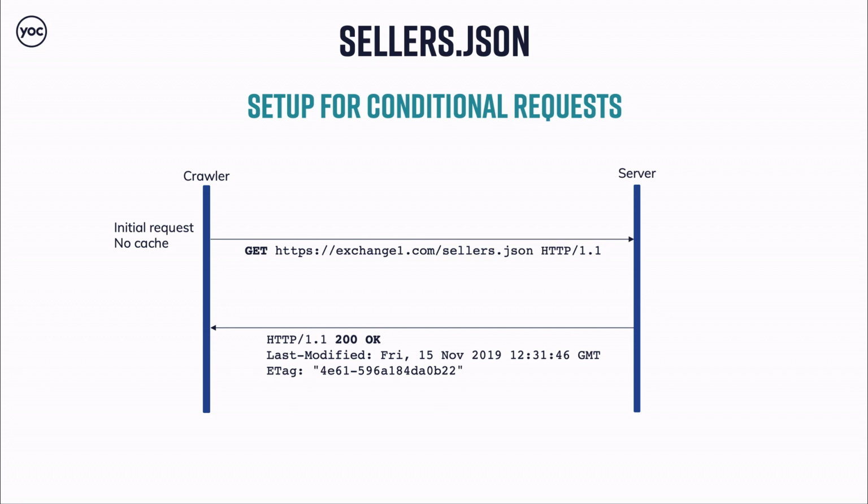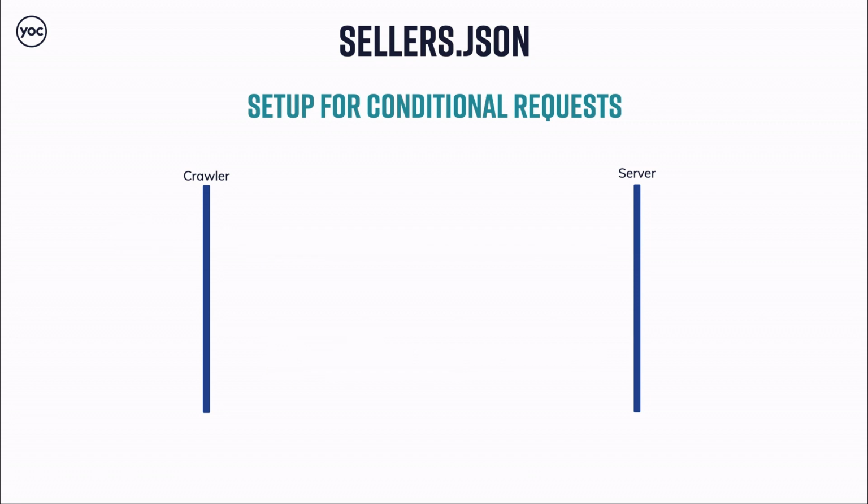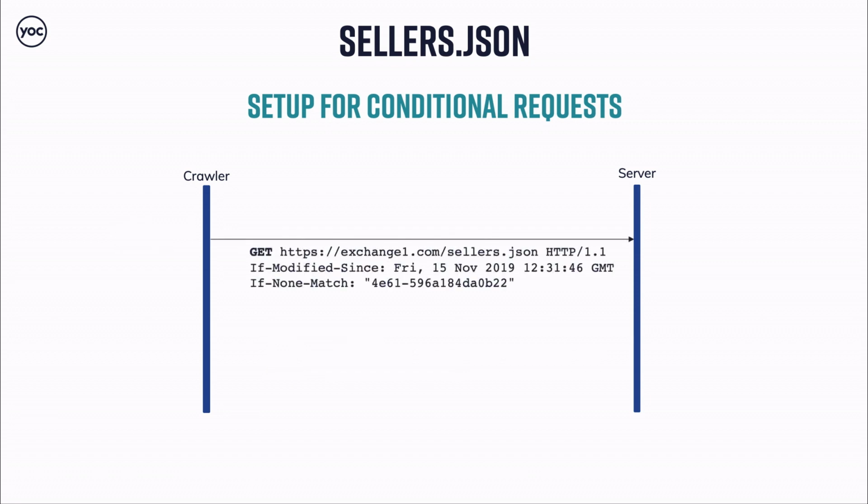The last modified header returns the time of the last update of the file and e-tag is the hashed version of some content. So in case the DSP has already accessed the data from the sellers.json file and it knows the last time it did it, it can set the header in the request, set the if-modified-since header and if-none-match, and provide the e-tag and the date of last modified that it received last time.